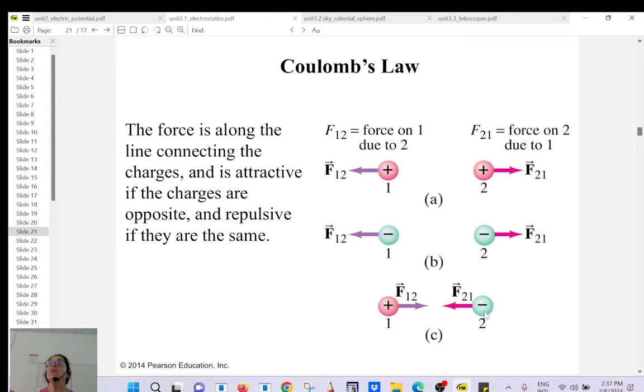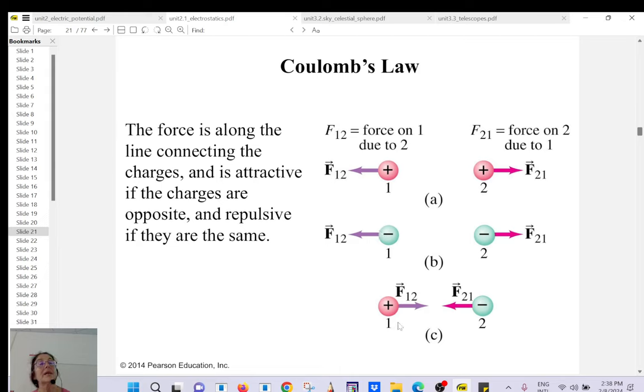Remember Newton's third law: when you push something, you're going to be pushed back. Exactly. This is a typical conceptual question, even on the MCAT, where they're going to try to trick you. They say, okay, this one has more charge, this one has less charge. They're going to attract each other. Which force is the largest? They will be the same, because you cannot push harder than you are being pushed, and you cannot be pushed harder than you are pushing. For every action, there is an opposite and equal reaction. So the force is the same.